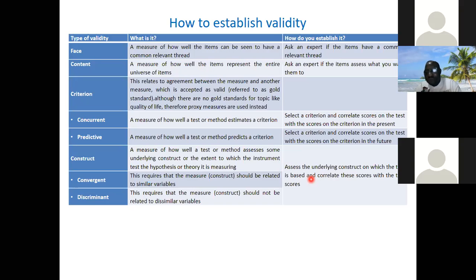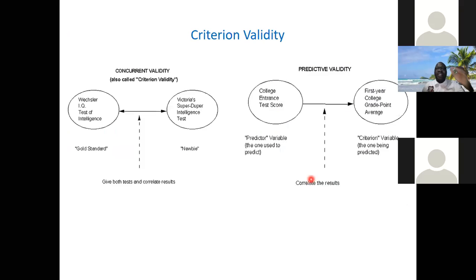construct validity also. Now, let's look at just a picture, to reinforce what I've discussed about criterion validity. We say criterion is either concurrent or predictive. Look at concurrent validity now. If Wechsler IQ test of intelligence is the gold standard, and Victoria's super duper intelligence test, give both tests and correlate the result.